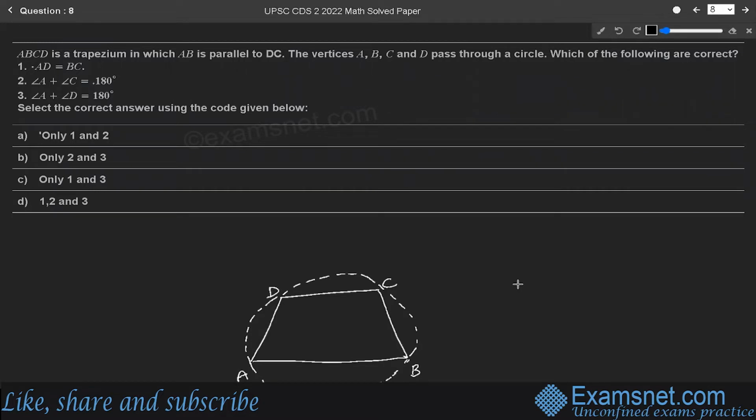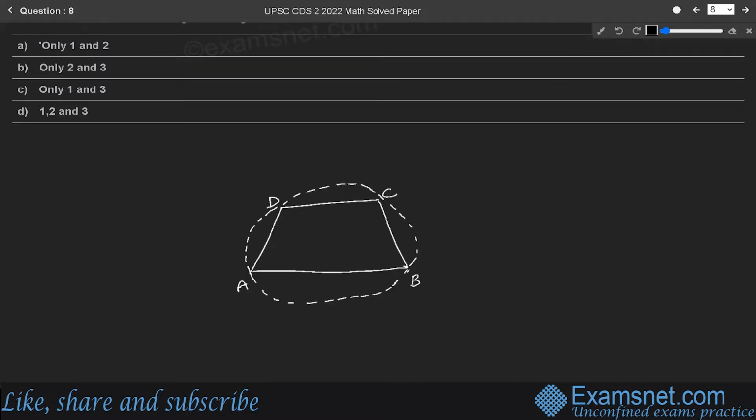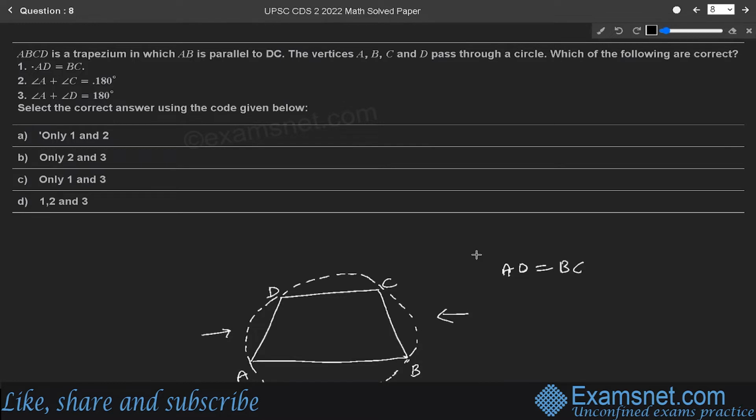First statement is AD is equal to BC. You can see that this is AD and this is BC. We know that the non-parallel sides of a cyclic trapezium are equal. Therefore, we can say that AD is equal to BC. So the first statement is absolutely correct.